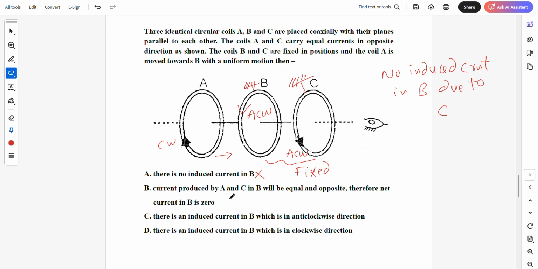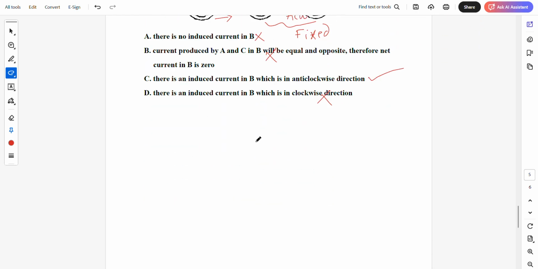No, this is wrong. Current produced by A and C in B will be equal and opposite. This is wrong. There is an induced current in B which is in the anti-clockwise direction. Right, this is the right answer. There is an induced current in B which is in the clockwise direction. No, this is wrong, it is opposite. This is clockwise, it is anti-clockwise. So easy it is. We'll see the next sum.